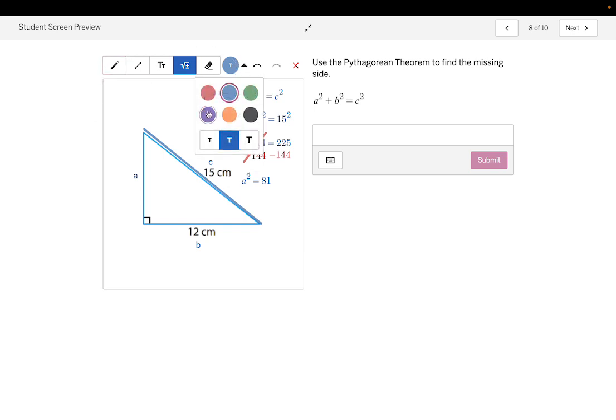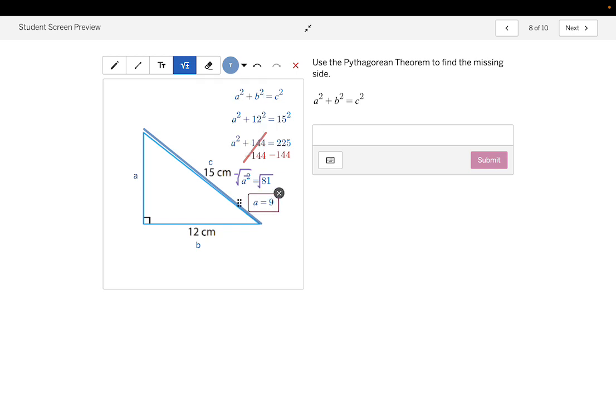I don't really care what a squared is. I want to know what just a is, so I want to cancel out that exponent. I'm going to square root both sides to get rid of that squared exponent above the a. When I do that, it cancels out the power and leaves me with just a equals, and the square root of 81 is 9.